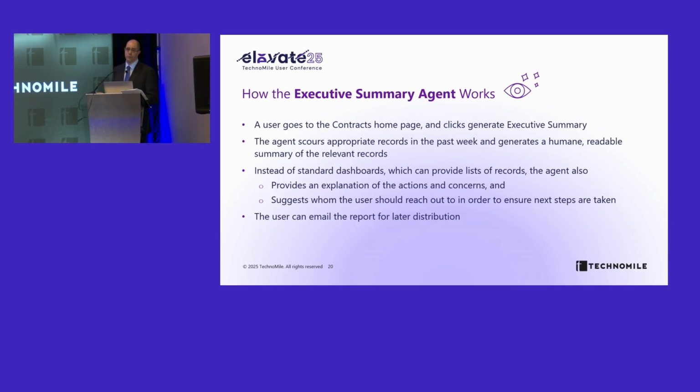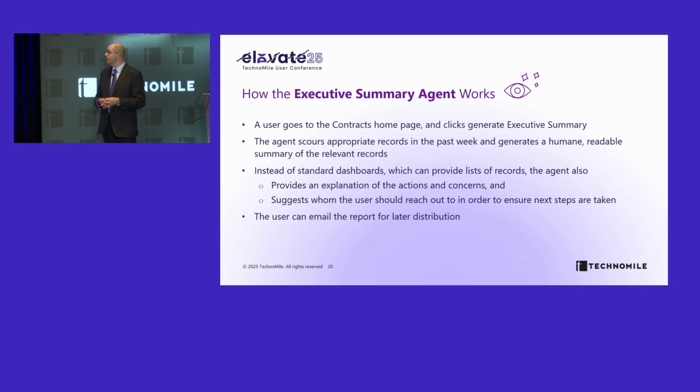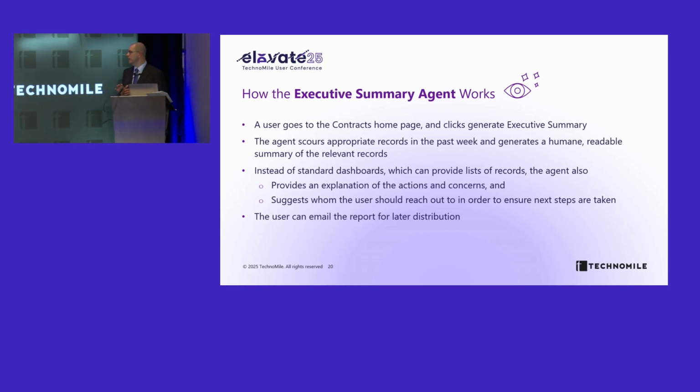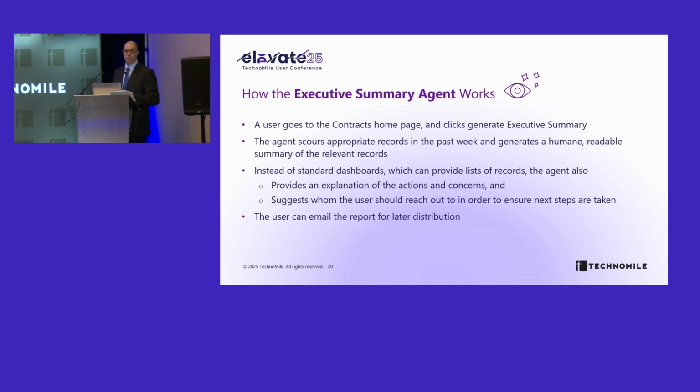And we actually included opportunities in here just because we could. So a user goes to a contract's homepage, clicks generate the summary, the agent scours the records. Instead of the standard dashboards, we provide that list of records. And it provides a very basic list of actions and concerns and suggests to whom somebody should reach out and why. And the user can then email the report for later distribution.